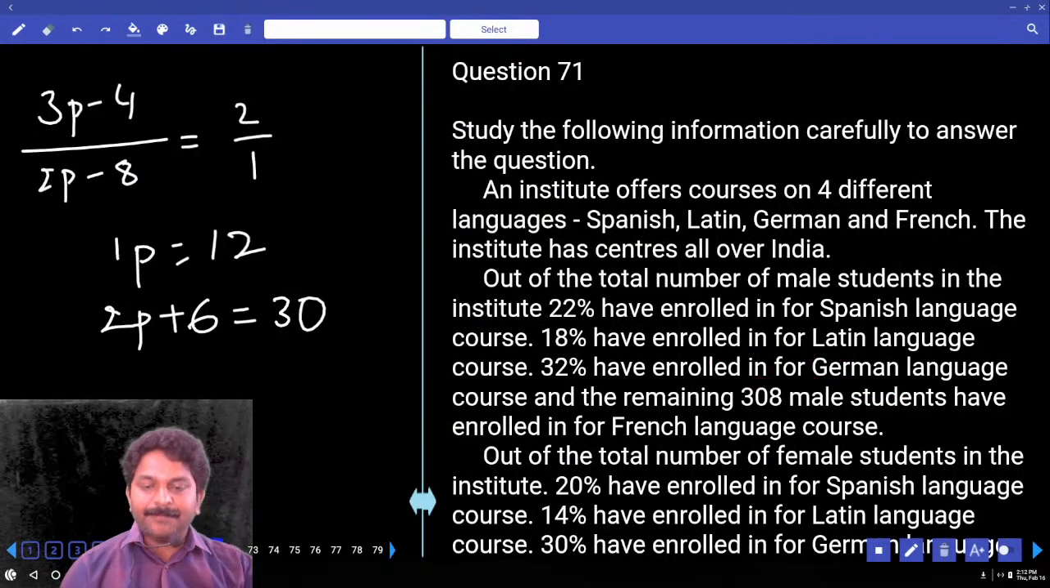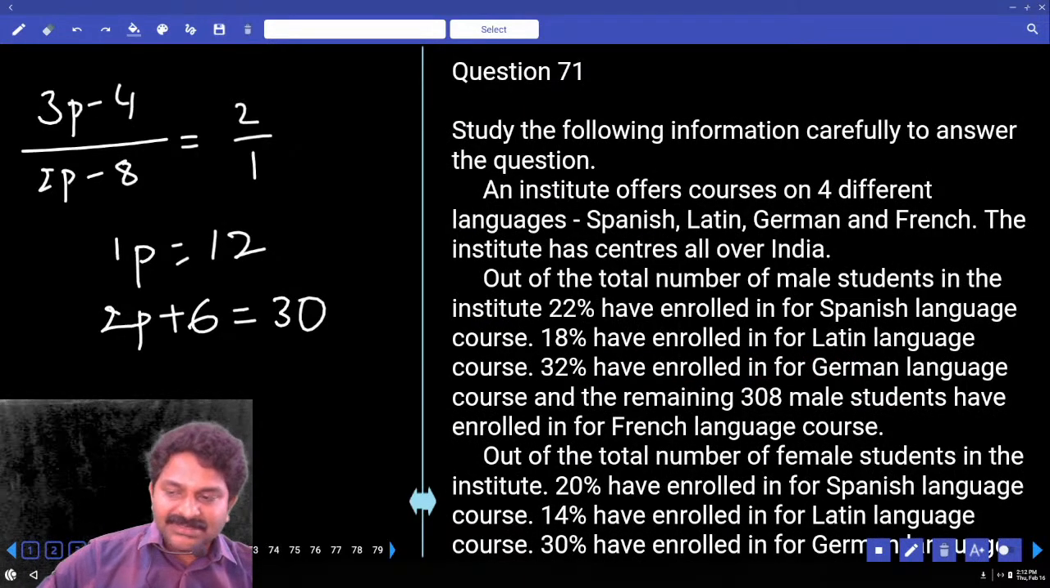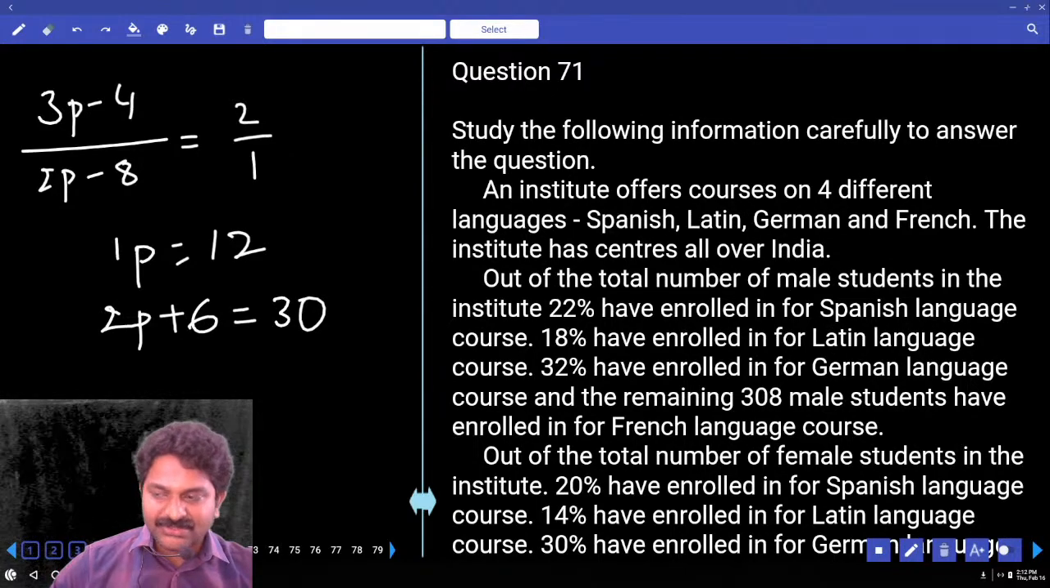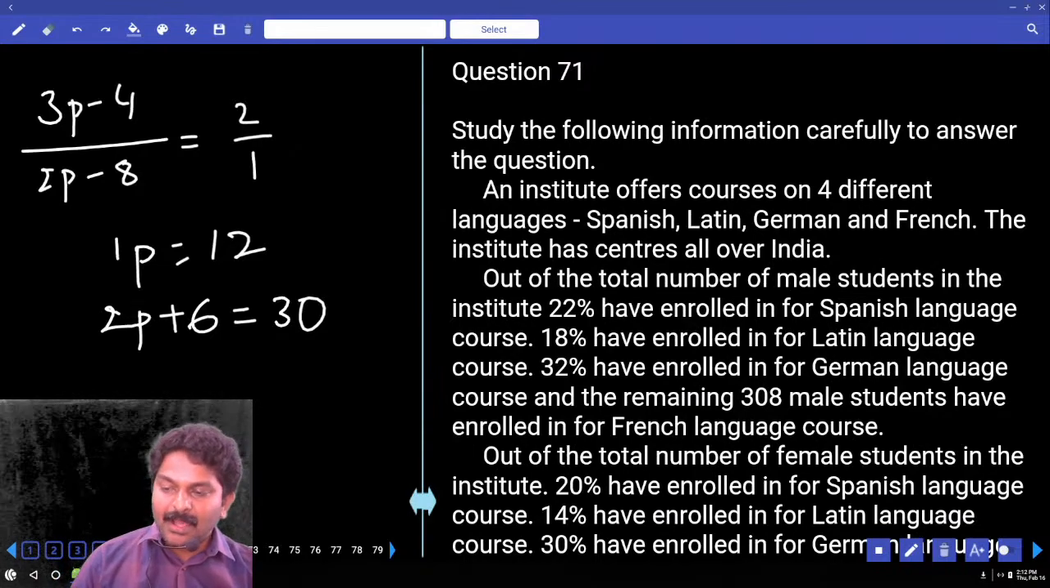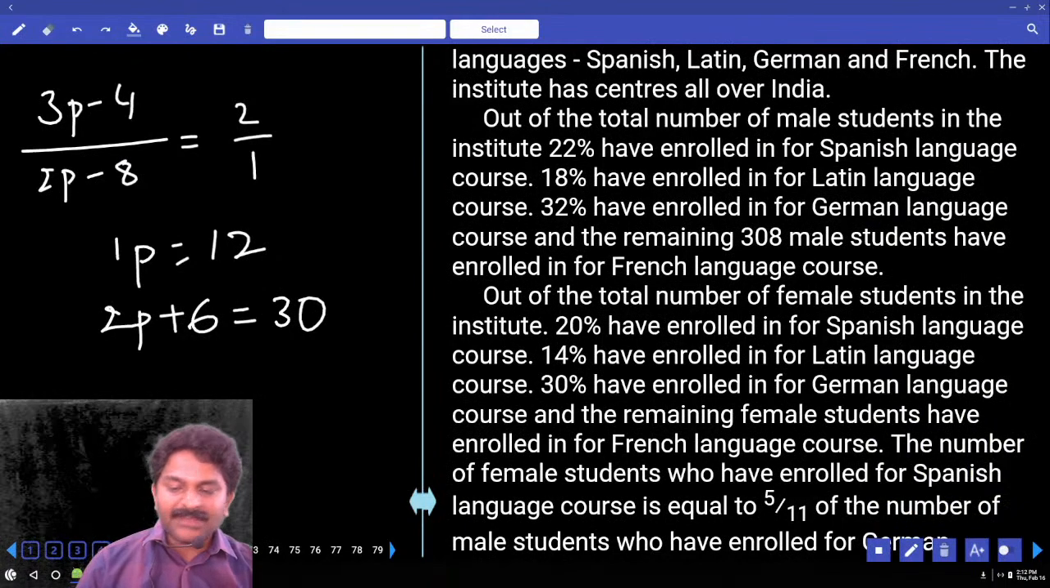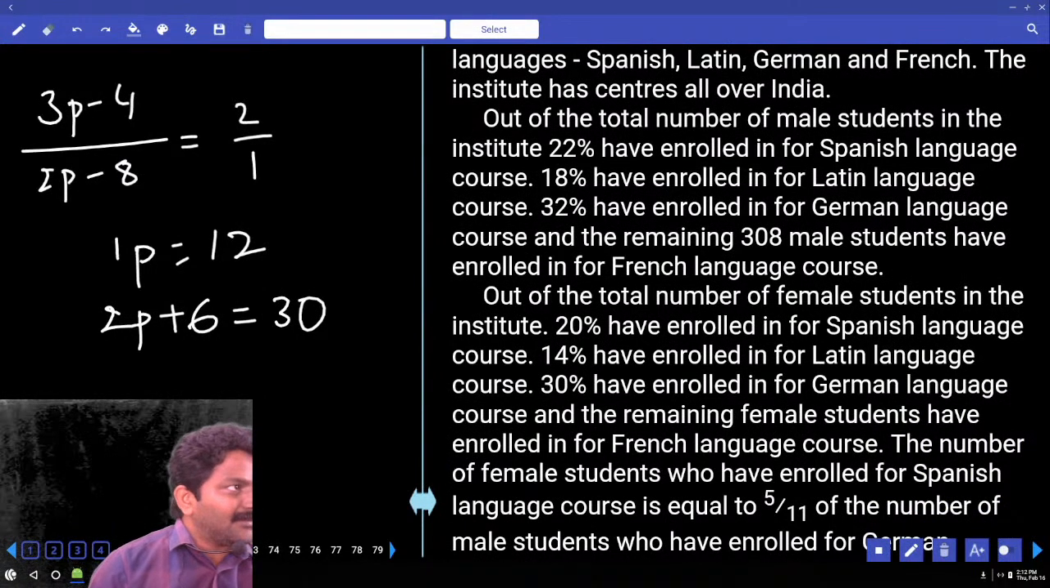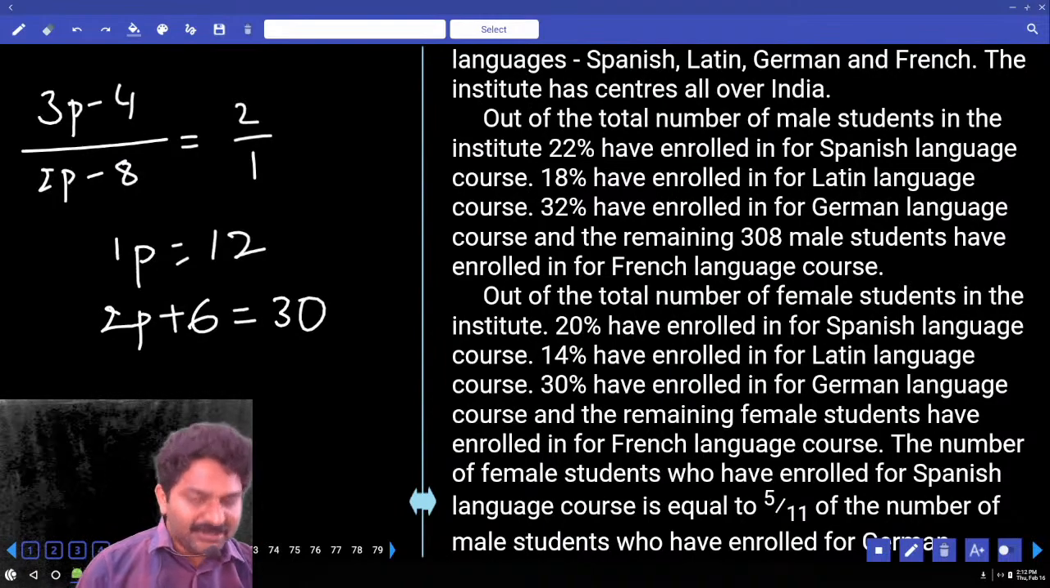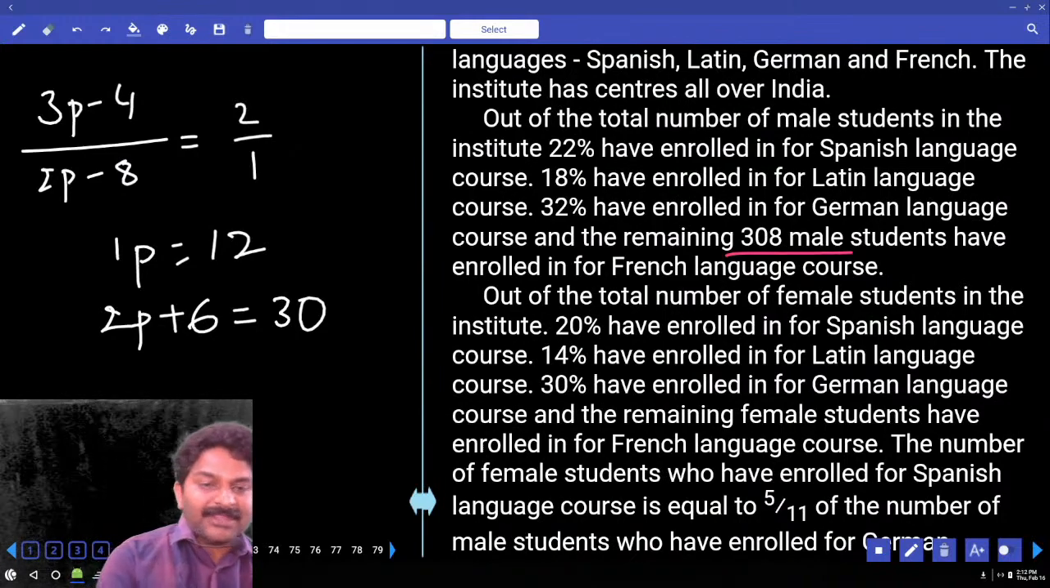Question 71, we have a caselet. An institute offers courses on 4 different languages: Spanish, Latin, German, French. The institute has centers all over India. Out of the total number of male students in the institute... So first I need to look for some number, not in percentage, not in ratio. I see 308. Who are they? The remaining 308 males have enrolled for the French language.